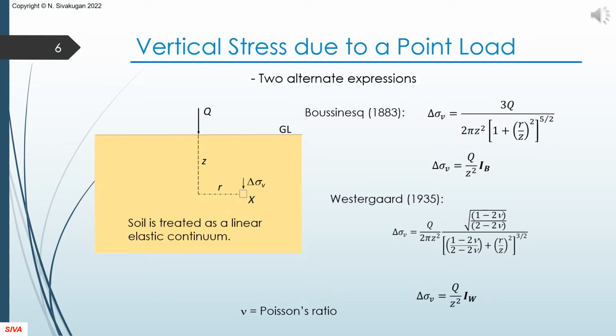First, let's discuss the vertical stress increase due to a point load Q at the ground level. Here, we have two expressions, from Boussinesq and Westergaard.